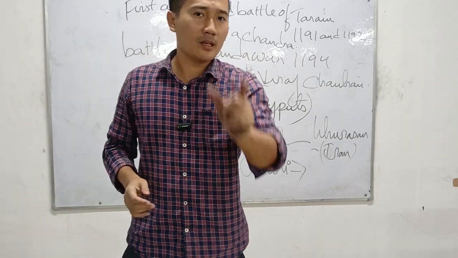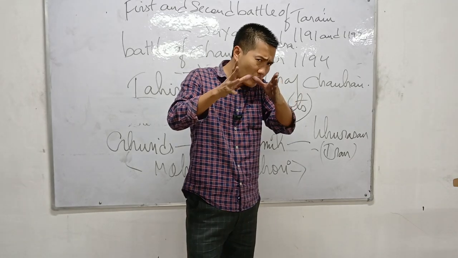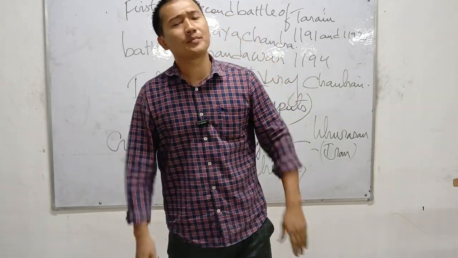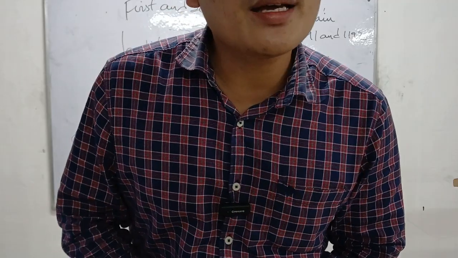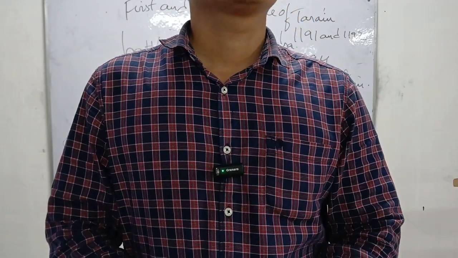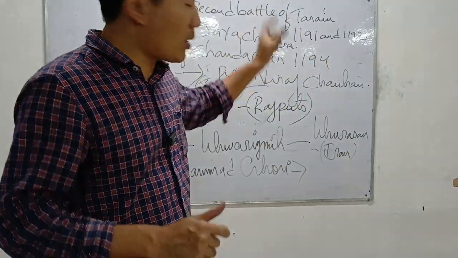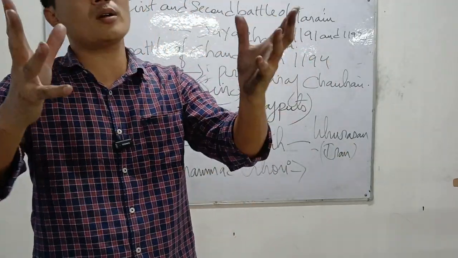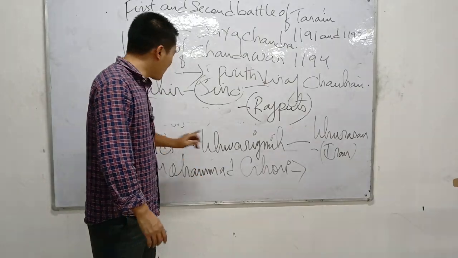So what happened is that these two Muslim dynasties were expanding like anything, and they were fighting over a city known as Khurasan. Khurasan is a very important city in present-day Iran, and both of them wanted to capture it. At the end of the day, it was the Khwarezmi dynasty which captured Khurasan.